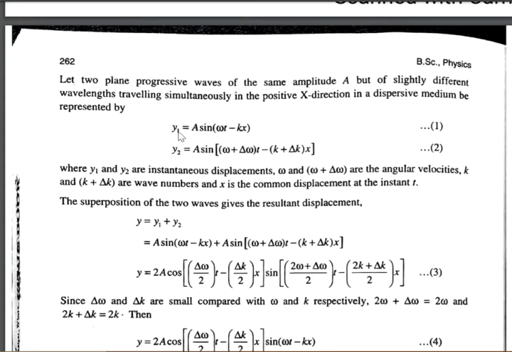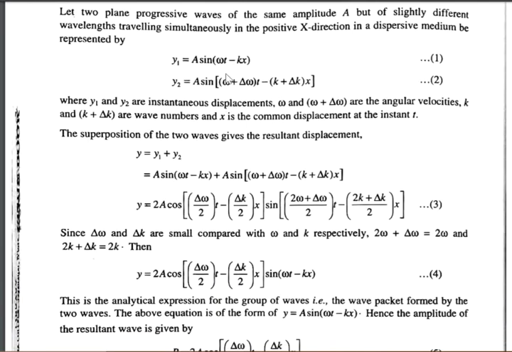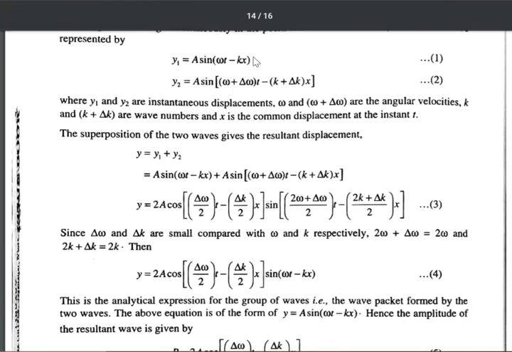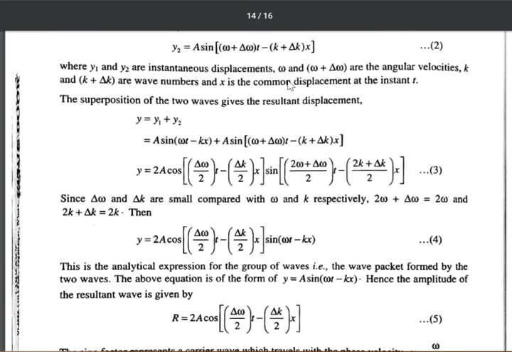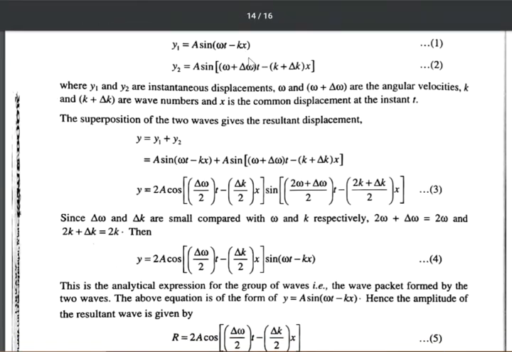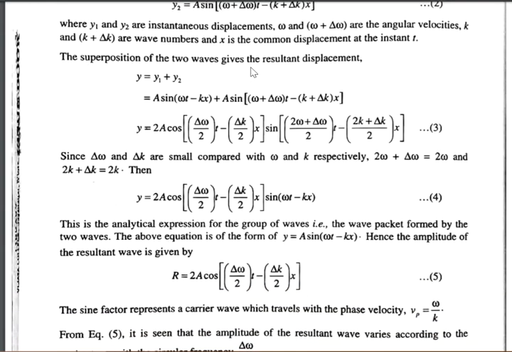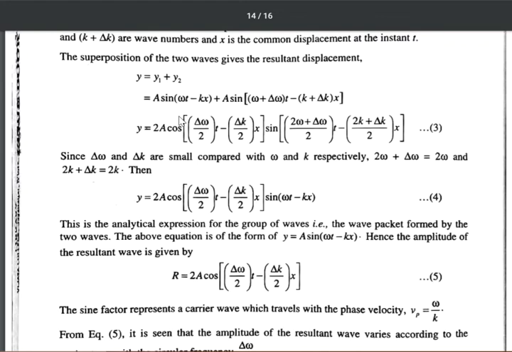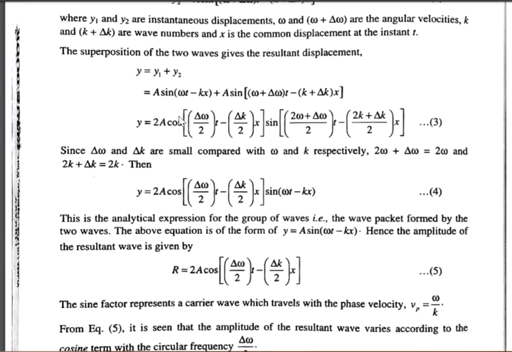The first wave, let us write it as y1 is equal to a sin(omega t minus kx), that is equation 1. The second wave is a sin, so in place of omega write omega plus delta omega, and in place of k you write k plus delta k. So equation 1 represents the first wave, equation 2 represents the second wave, where y1 and y2 are the instantaneous displacements. Omega and omega plus delta omega are the angular velocities. k and k plus delta k are wave numbers, and x is the common displacement at the instant of time t.